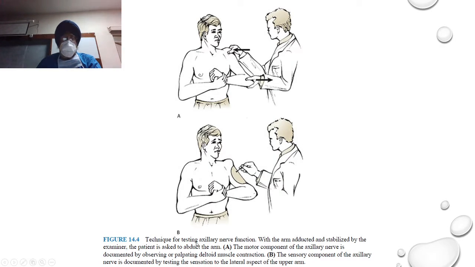So, this is the technique of testing the axillary nerve function. This picture is showing the arm abducted and stabilized by the examiner. The patient is asked to abduct the arm. The motor function of the axillary nerve is documented by observing or palpating the deltoid muscle contraction, and this is the method.